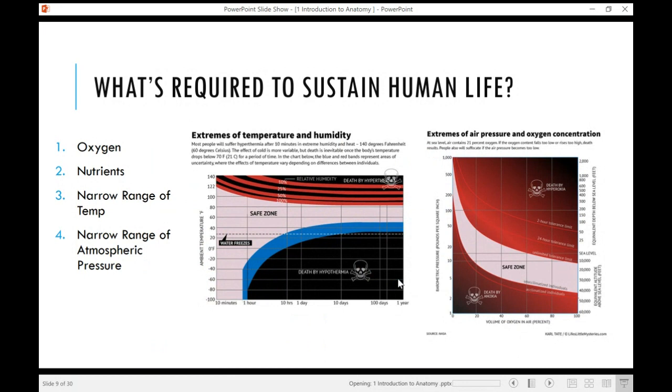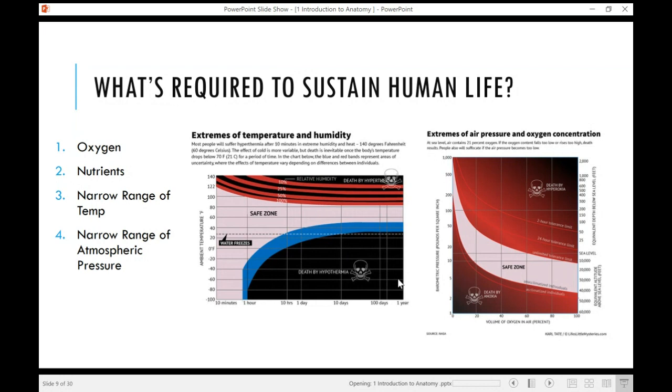We also need nutrients. When we eat our food, most often we're going to be converting that into the simplest form, glucose. And glucose in the presence of oxygen is in fact the cellular respiration equation that we're going to talk about in a little bit. And we can only live within a narrow range of temperatures as well as a narrow range of atmospheric pressure. If we get too high in pressure or too low in pressure, then we can't breathe in that oxygen, because air pressure has to do with oxygen levels as well, and we can actually get crushed if we're at too high of a pressure.